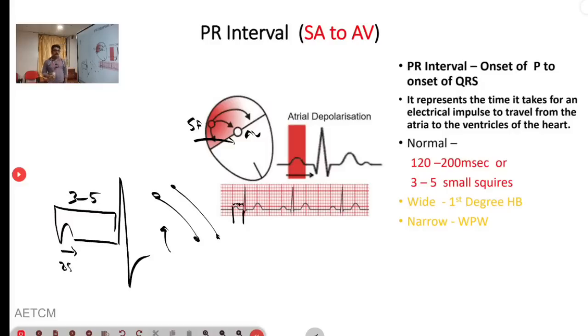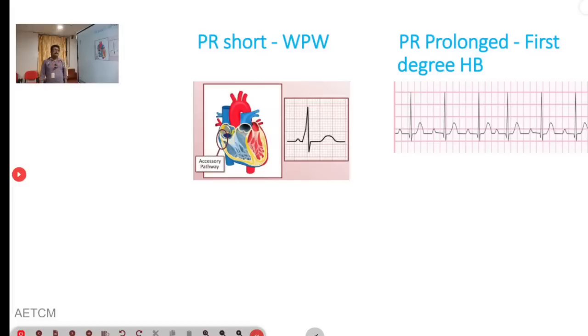If it is prolonged, more than 5 squares, there is first degree heart block. If it is narrow, then there is an accessory pathway. This is called Wolff-Parkinson-White syndrome. Now a short PR interval is always called WPW syndrome. Normally SA node, AV node conduction is like this. But if there is an accessory pathway, the conduction either this side or this side will be faster. So the PR interval will be shorter.